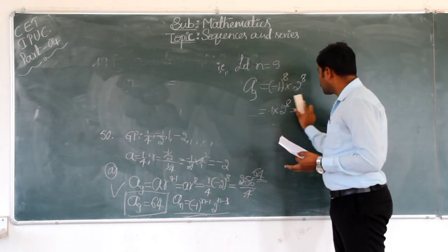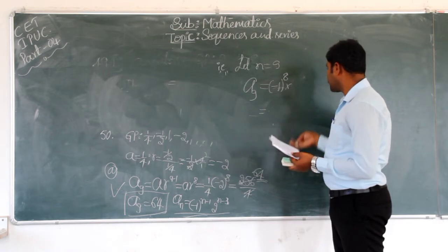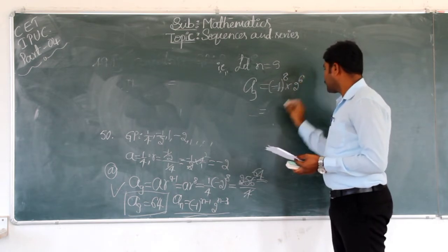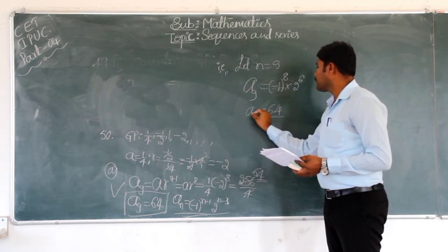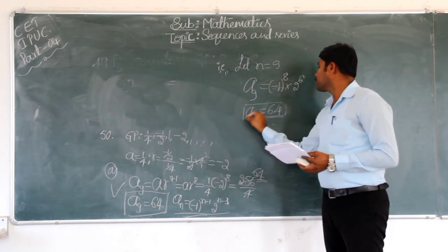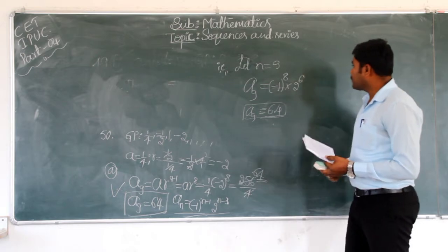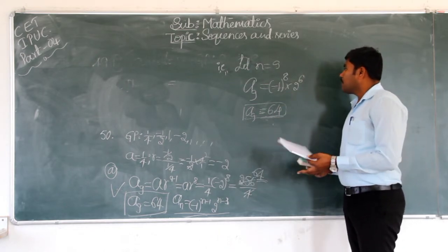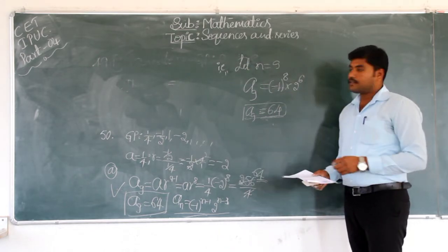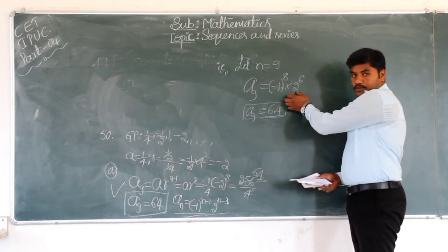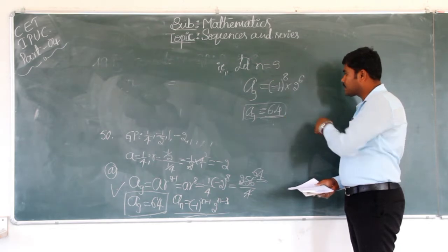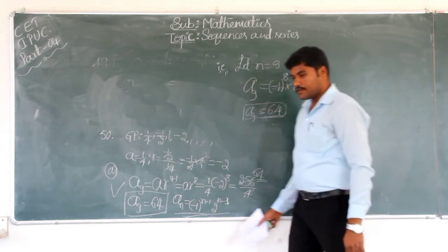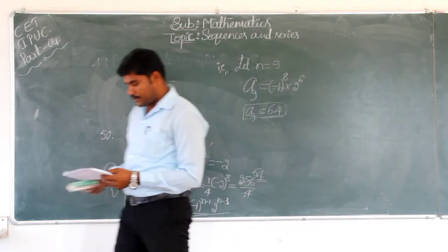Sorry, correct thing. 2 to the power of 6 means 64. -1 to the power of 8 means plus, and 2 to the power of 6, that is 2 into 2 into 2, like that 6 times, we will get 64. Right? Next problem.